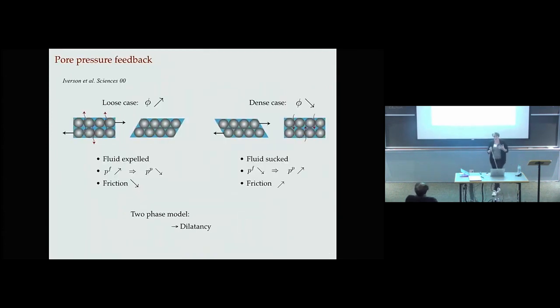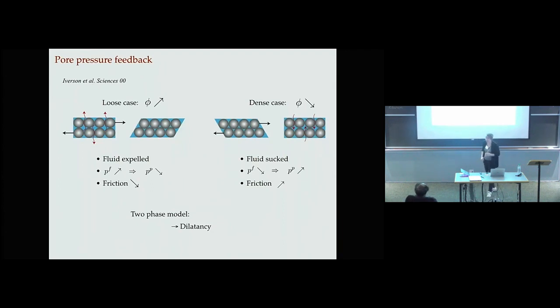So what's happening if you begin with a loose case? It's not an equilibrium packing fraction, so it's going to compact. But to compact, you need to expel the fluid. But when you expel the fluid, that means that the pore pressure inside is going to grow, and then the particle pressure is going to decrease. And then, as it is a frictional phenomenon, the friction will decrease, and that's why we will have this really fast motion.